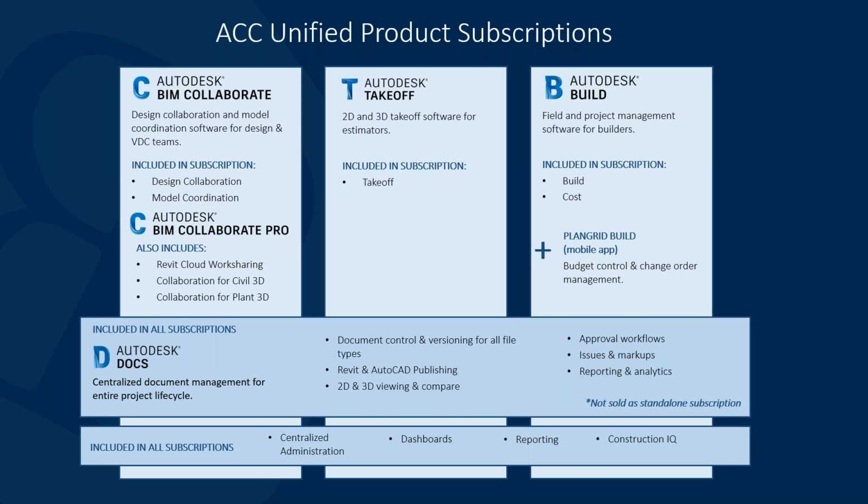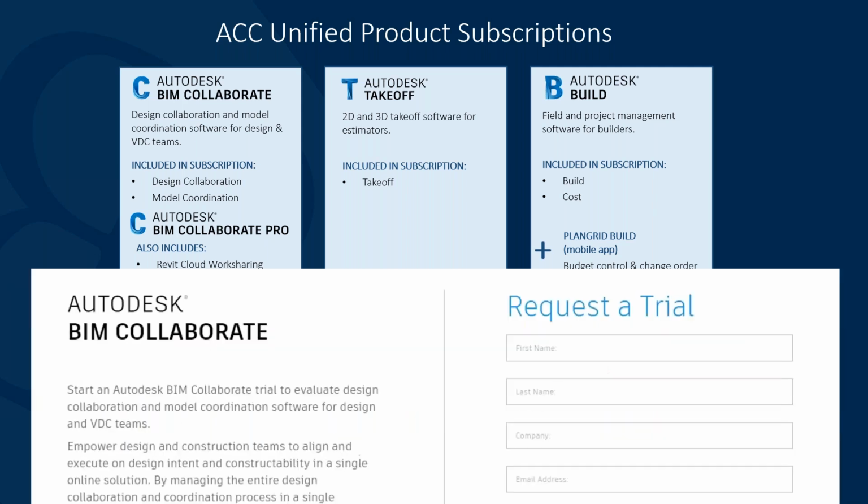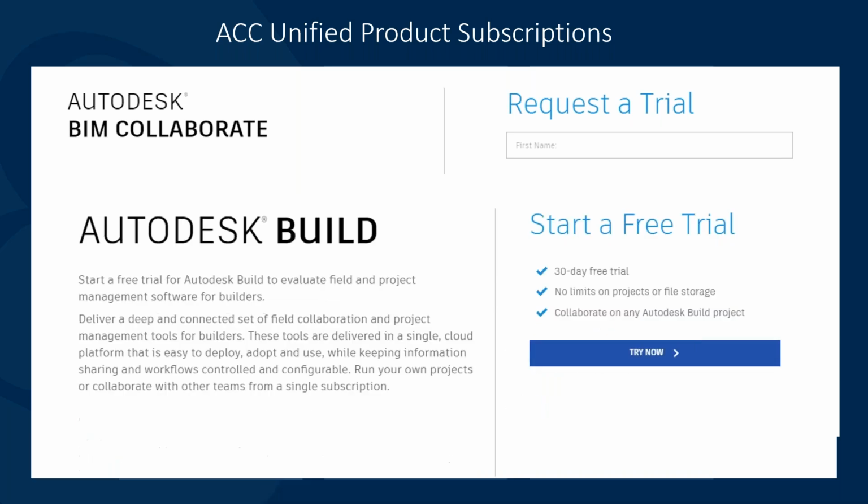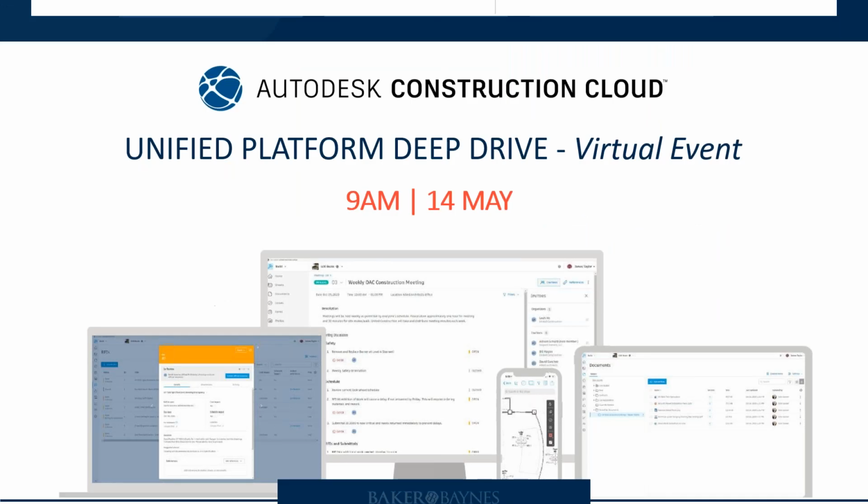Now, if you're looking at all of this and go, that's wonderful, can I test it? Yes, you can. So on the Autodesk website, if you go to Autodesk Construction Cloud, there are trials available for Autodesk BIM Collaborate and BIM Collaborate Pro, as well as Autodesk Build. So you can go and sign up for your 30-day free trial to go and use that.